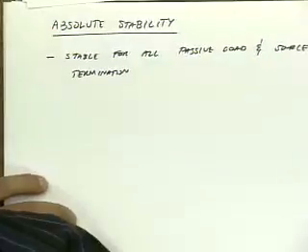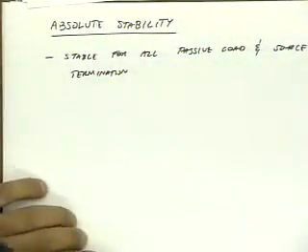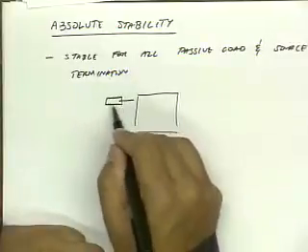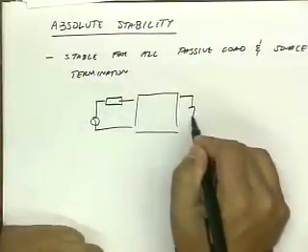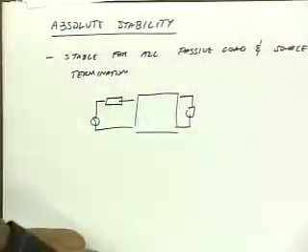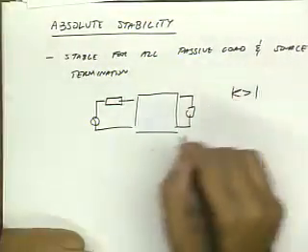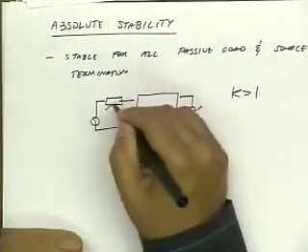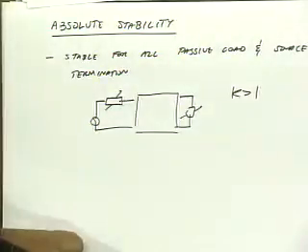Now you might say that's very conservative, right? That means that if I have a 2-port, I can drive it with any source and any load, and it'll never oscillate if k is bigger than 1. It's absolutely stable, at least for all passive terminations, right?